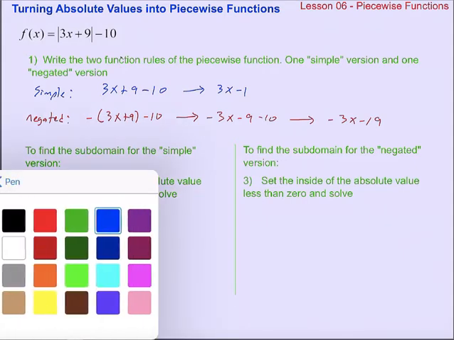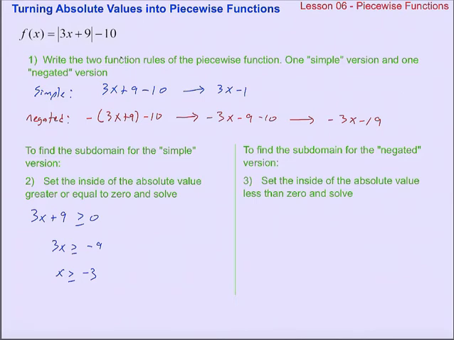On the other hand, when will we follow the negated version, the opposite version? When would we have to take the opposite of 3x plus 9? Well, if 3x plus 9 is negative, then when we take its absolute value, we turn it into positive, which means we opposite it, we negate it. I know it's weird to use the word negate when we're making something positive, but that is what the word negate means. If something is negative, when you negate it, you're making it positive. So we will use the negated version whenever 3x plus 9 is less than 0.